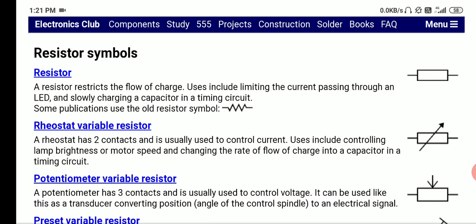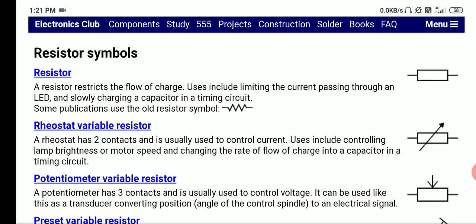You must have heard, whenever you try to stop something, it gives back some kind of energy. So here it produces heat or light when current passes through it, while opposing it. So a resistor restricts the flow of charge.